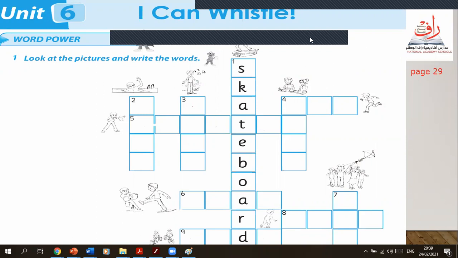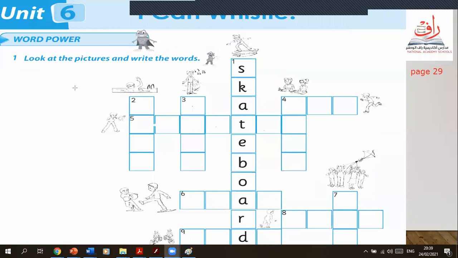We have pictures here. Let's go to the picture for number one. We can see here a boy, skateboard. Excellent. But here we are going to use a puzzle. We're going to play a game. We put the letters, each one in a box, one by one. So S, then K, A, T, E, skate with the silent E, board.